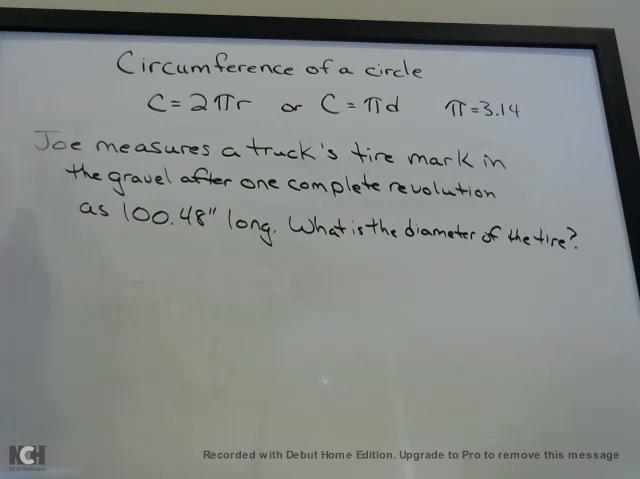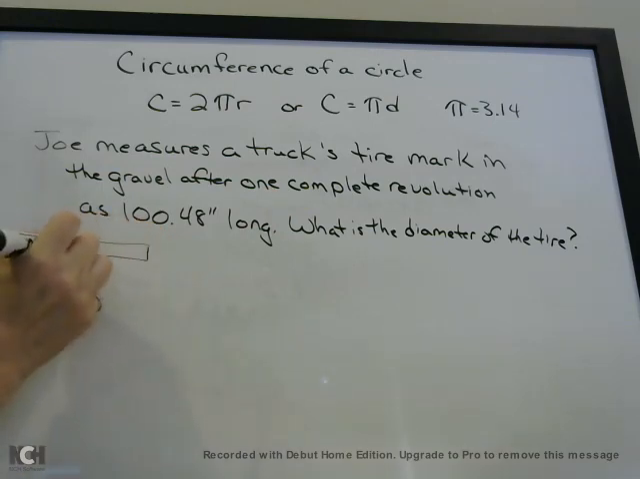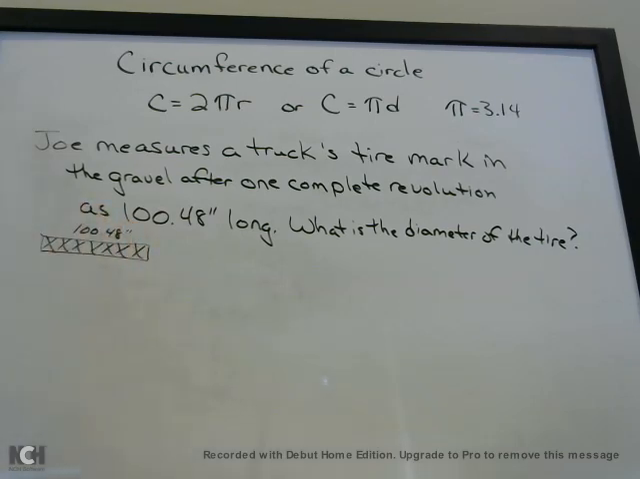But, so what is this saying? So he's measuring a truck's tire mark in the gravel. We really don't care about the gravel. After one complete revolution. So we have a tire mark that has gone one complete revolution. So one time around, it's left a mark in the gravel, and the length of it is 100.48 inches long. So what is the diameter of the tire? So if it's made one complete revolution, we know that that is the length of the tire, the distance around the tire. And we know that that is circumference.